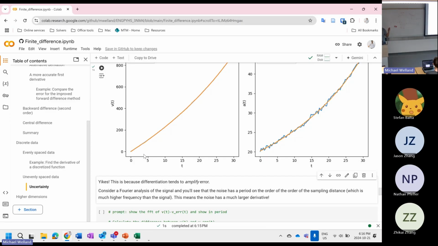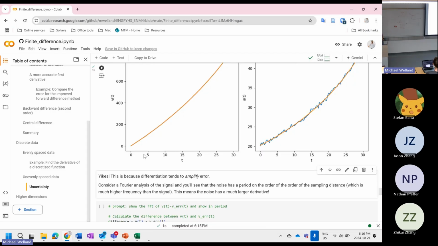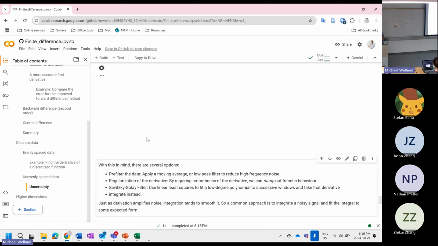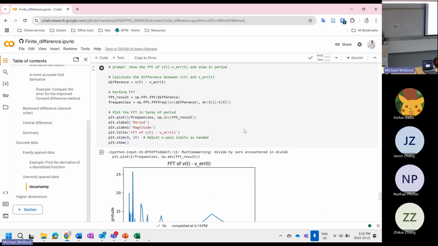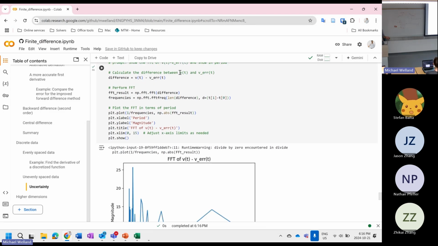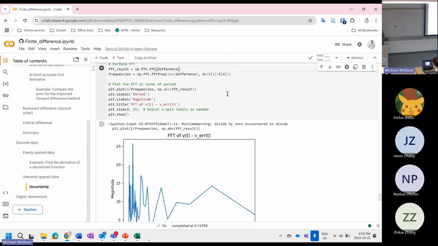But the problem with this is that you shrink your step size and now you get even higher frequency noise. Right? So it's kind of hard to get away from this. Because we're in a Jupyter notebook, and we all know what a Fourier transform is, we can do the Fourier transform of the error. So this is V of t minus V error. That's our noise.